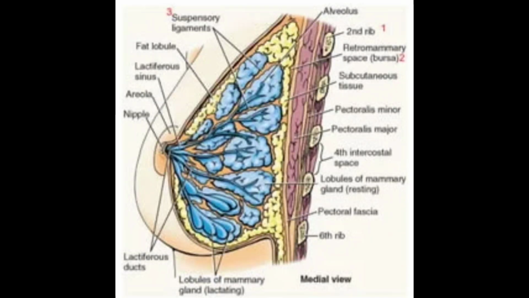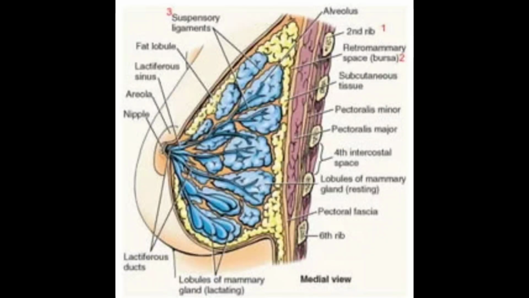So the breast is divided into multiple compartments by a suspensory ligament. The suspensory ligament divides these breast compartments, and there are multiple compartments in the breast, and each compartment consists of multiple lobules. Here on this image you can appreciate this ligament, which is called the suspensory ligament.